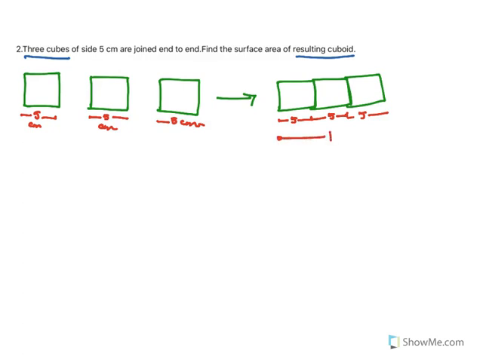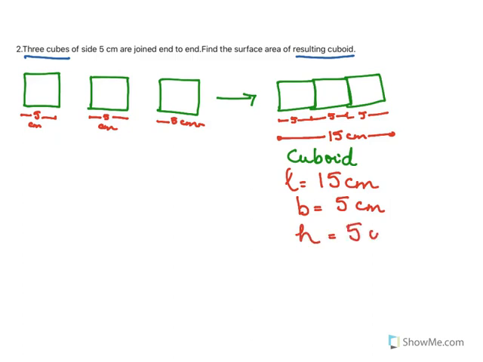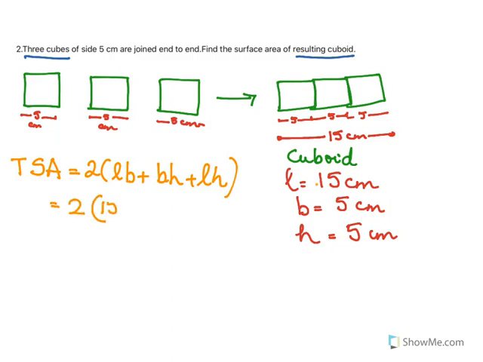So the total length of this cuboid is 15 centimeters. The resulting figure is a cuboid with length 15 centimeters. The breadth remains the same, that is 5 centimeters, and the height remains the same, again 5 centimeters. We need to find the TSA, and it is the same formula: 2 into (length into breadth plus breadth into height plus length into height). You put your values: 2, your length is 15, your breadth is 5, the height is 5.